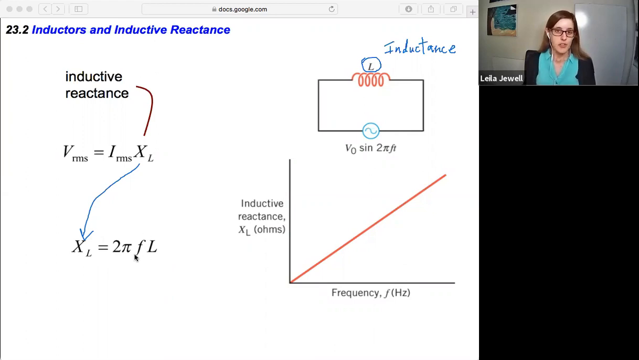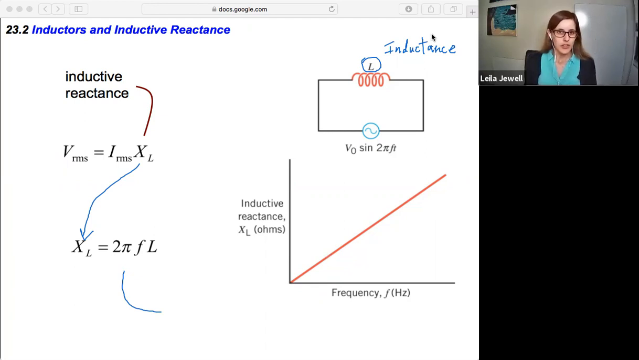Now, since the frequency is now in the numerator instead of the denominator, instead of having an inverse graph as we did before, now we have a straight line graph. As the frequency gets bigger, the inductive reactance also gets bigger. So inductors develop a huge amount of reactance at high frequencies and almost no reactance at low frequencies, which is the exact opposite of capacitors.